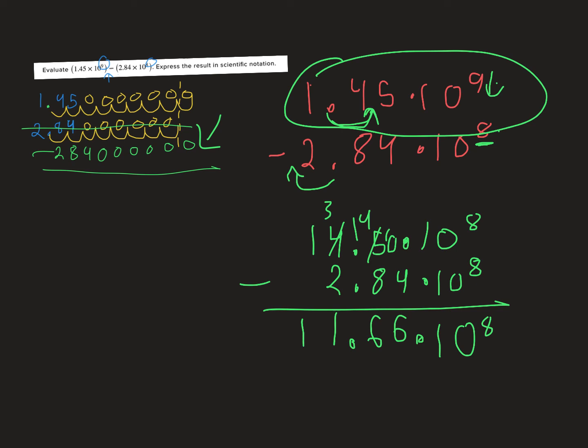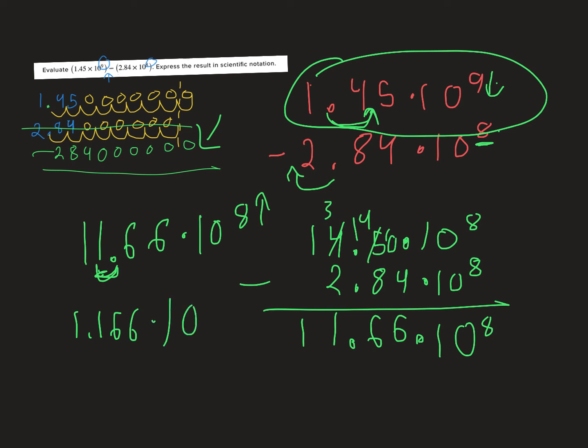So we have 11.66 times 10 to the 8th power. Technically, we can only have one digit in front of the decimal, so we would want to move our decimal place back over 1, which means our exponent's going to go up by 1 since we're getting smaller. So we have 1.166 times 10 to the 9th power.